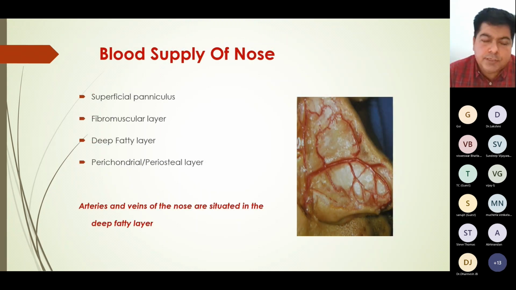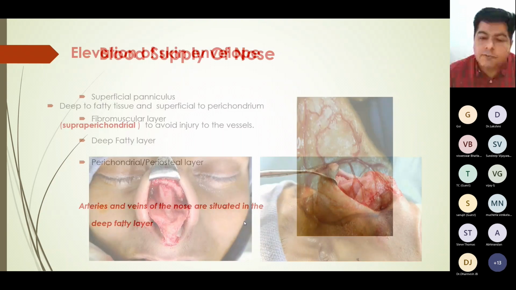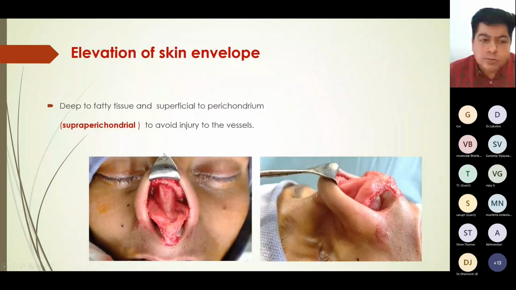Then comes, after you have given the incisions, how to elevate the skin flap. So let's learn a bit about the anatomy. This is important because when we are degloving the nose, what we want is to preserve the vascularity of the skin flap, and also we want a bloodless field. It consists of skin, fibromuscular layer, deep fatty layer, and perichondrial-periosteal layer. The arteries and veins of the nose are situated in the deep fatty layer. So if you don't want to injure the vessels and want a bloodless field, it is best to go deep to the fatty tissue, but immediately superficial to the perichondrium. So you have to do supraperichondrial dissection. This way you can have a clean field without any staining of the areas.